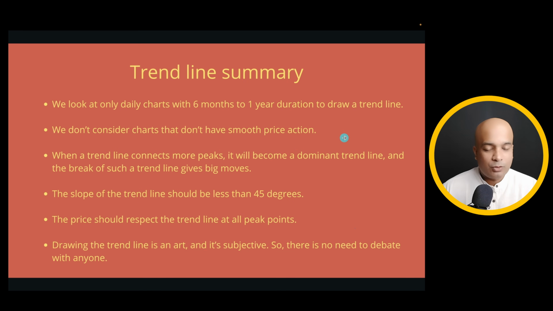Okay. So to put it in simple words, because this is a BTST, a positional breakout trading system, you need to look at daily charts with 6 months to 1 year duration to draw a trend line. We don't consider charts that don't have smooth price action actually, and whenever a trend line connects more number of peaks, it will become a dominant trend line, and the break of such a trend line gives very big moves. Always ensure the slope of the trend line does not exceed 45 degrees, and the price should respect the trend line at all the peak points.